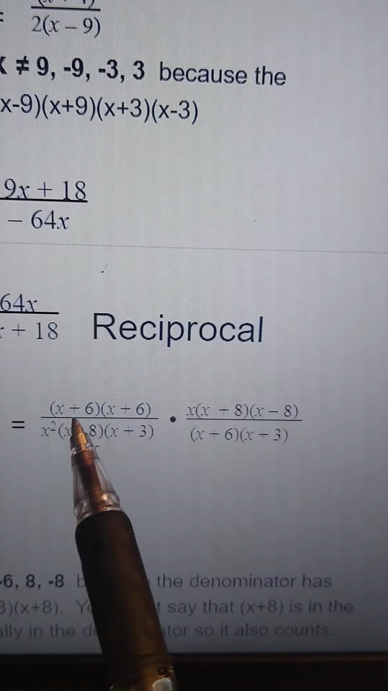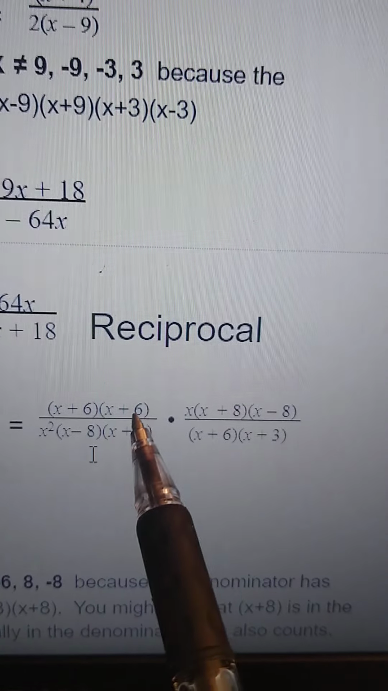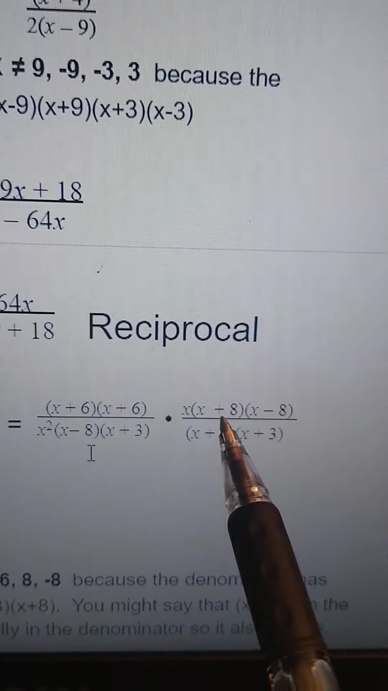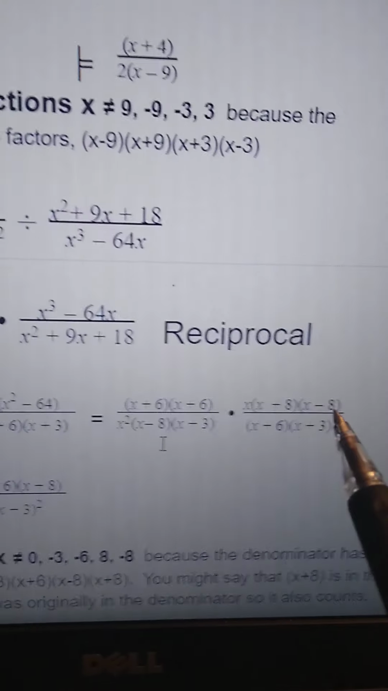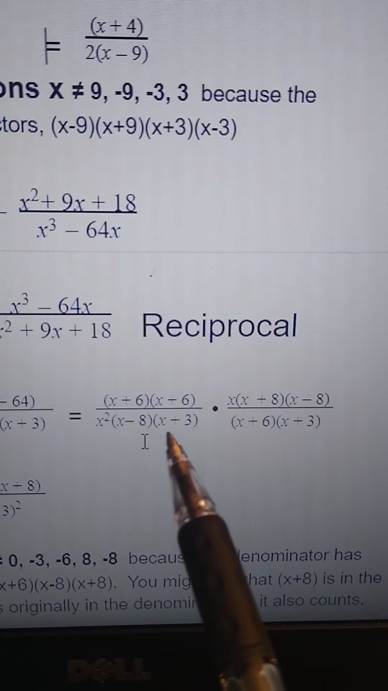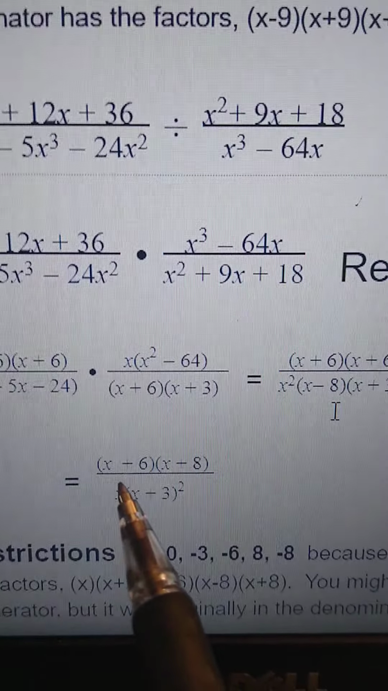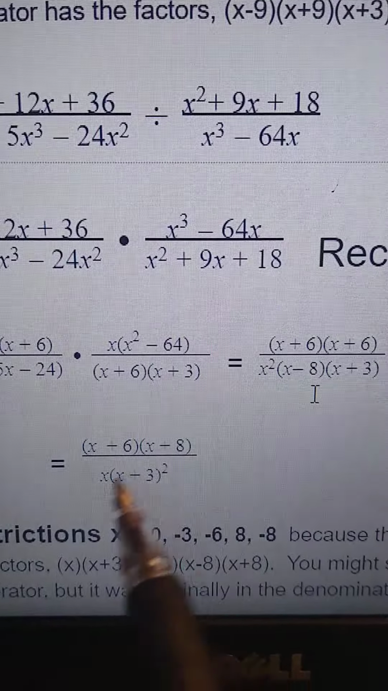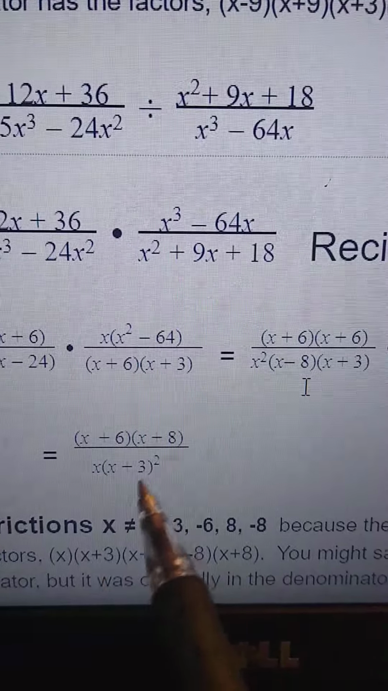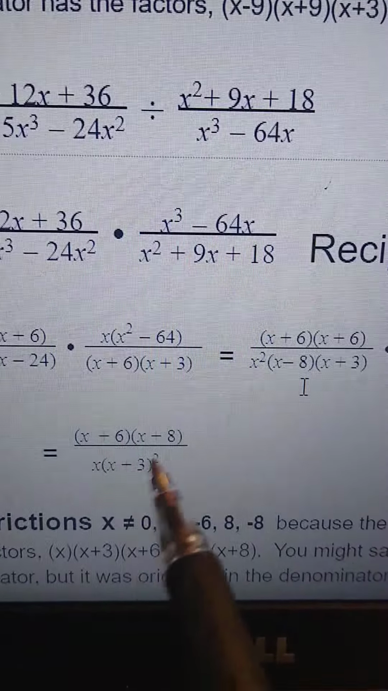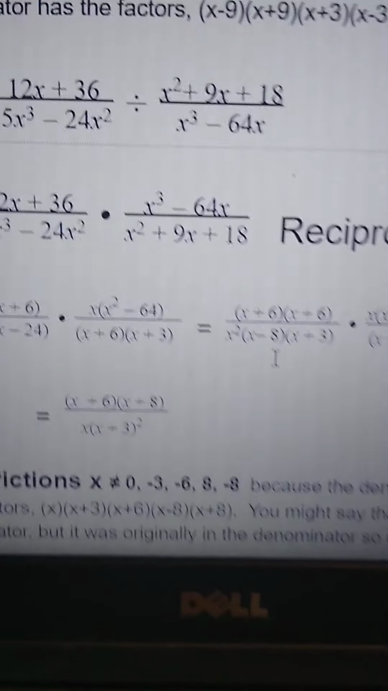So I have an x plus 6 left, an x plus 6 that cancels. This x cancels. I have an x plus 8 left. x minus 8 cancels. And down below, I have these two x plus 3's with the x. So I have x plus 6, x plus 8 left, the extra x in the denominator from the x squared, and the 2 x plus 3's, and I just wrote that as a quantity squared.